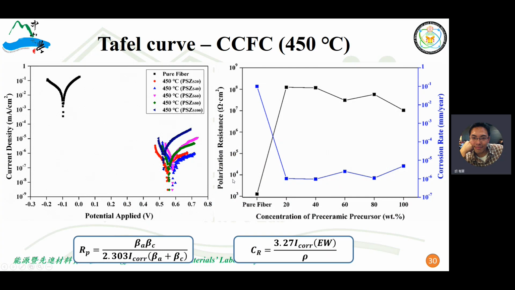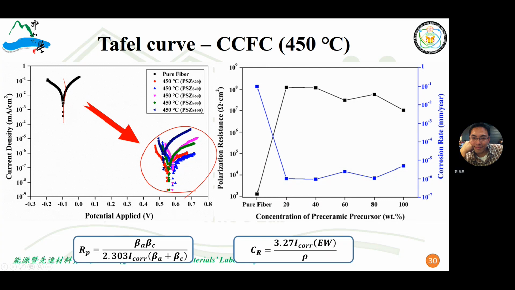Okay, so we work on the Tafel curve. We do the Tafel curve experiment to represent the anti-corrosion ability of this CCFC or GRCFC. The result shows this is the pure carbon fiber, and this one shows the preceramic coated and pyrolyzed at 450 Celsius. So what does the result tell us?